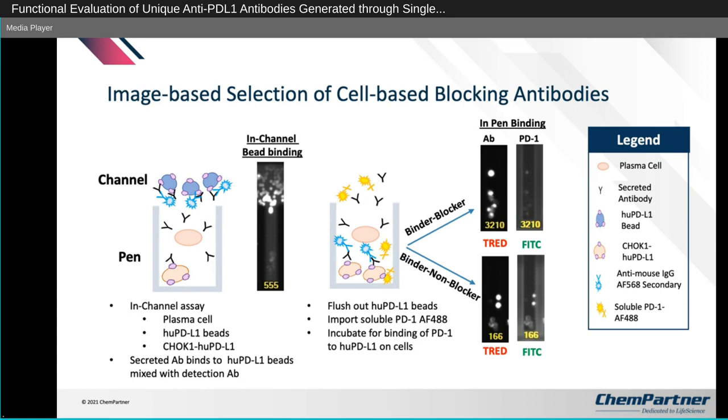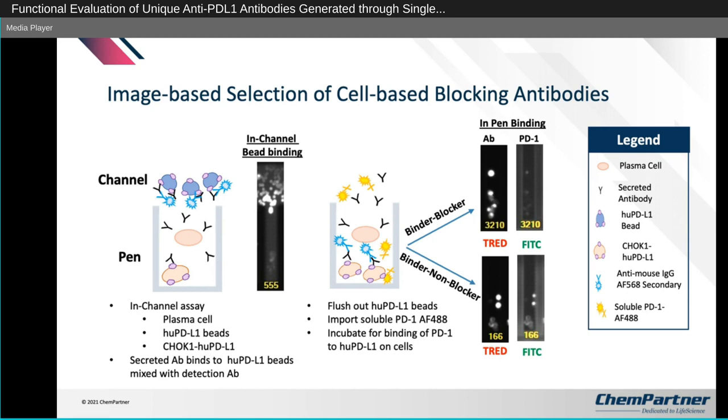For the blocking activity, we imported a detection antibody, here conjugated to an Alexa Fluor 568 fluorophore, so that we could detect the presence of anti-PD-L1 antibody bound to the cells or beads. Then we introduced the soluble ligand PD-1, fluorescently labeled, here shown as Alexa Fluor 488. If we see the signal in both channels, it suggests that the secreted antibody is specific to human PD-L1 but does not outcompete soluble ligand PD-1.